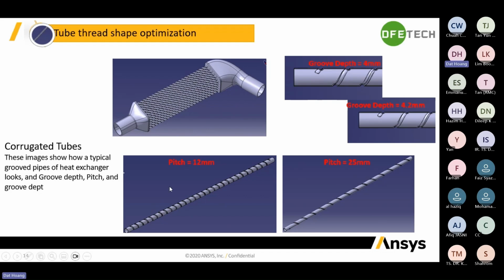And also we have some kind of parameter like pitch. We can simulate or model different pitch distances here, and it can be captured correctly by Ansys SpaceClaim, and also Ansys meshing.